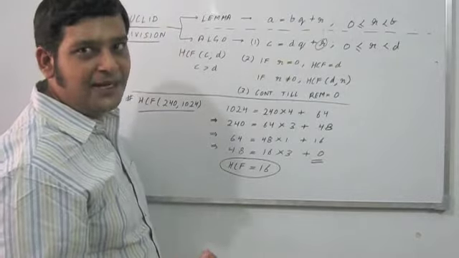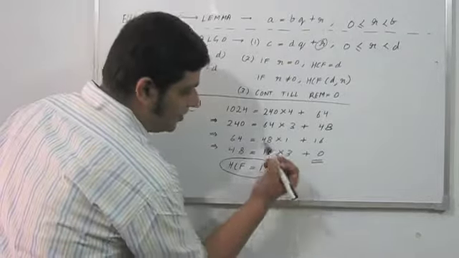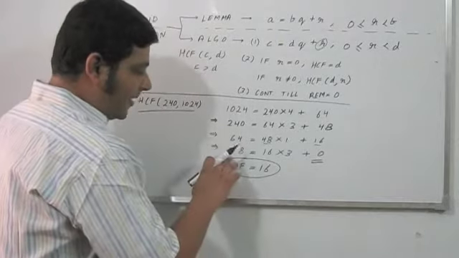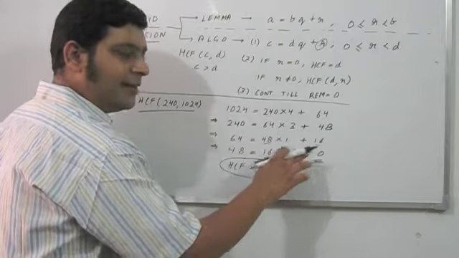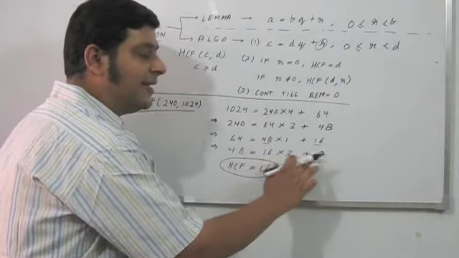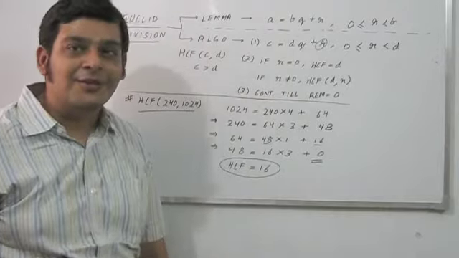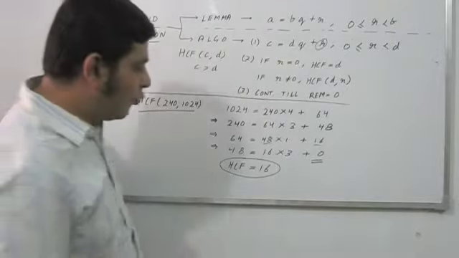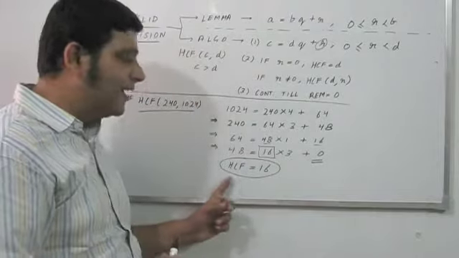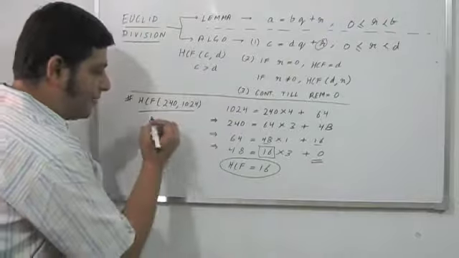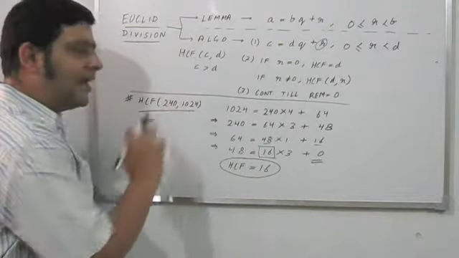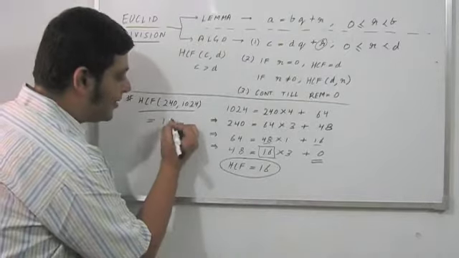Again, a non-zero remainder. So I need to continue with the smaller number and the remainder, 48 and 16. So I need to write 48 as 16 into something plus the remainder. But what do I realize? That 48 is indeed 16 into 3 and I get a remainder 0. And if I get a remainder as 0, whatever was my smaller number, which was 16 in this case, is the HCF. So the HCF, after this calculation, I can say for 240 and 1024 is 16.